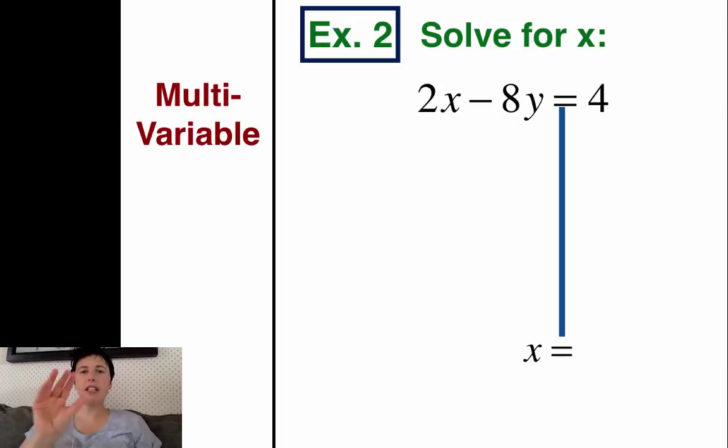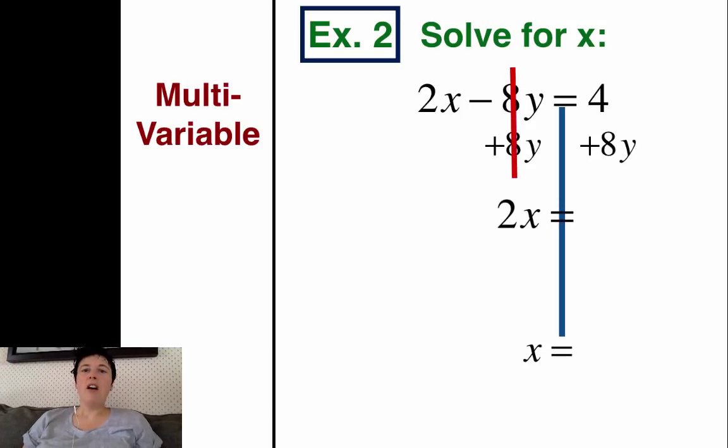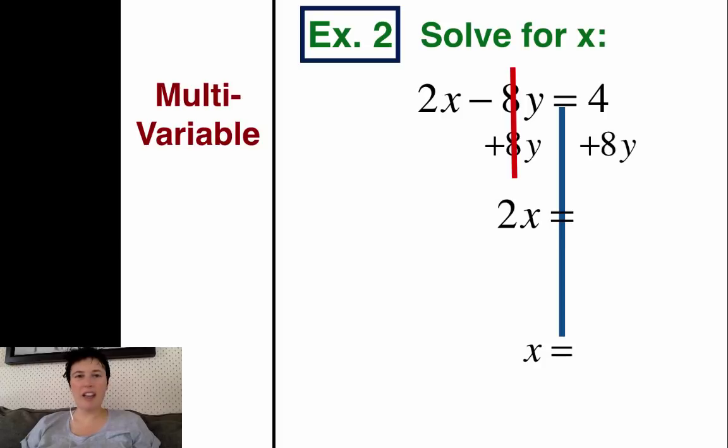So if we're going to get x all by itself on the left, we've got to move everything over to the other side. Like that minus 8y, we've got to move it. So I'm going to add the 8y to the other side to move it out of the way. That way, all I have is 2x on the left. On the right, I have 4 plus 8y, but 4 plus 8y, it's not 12. You can't add those together.